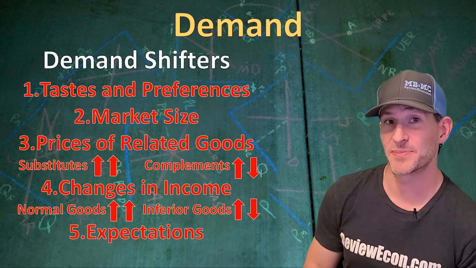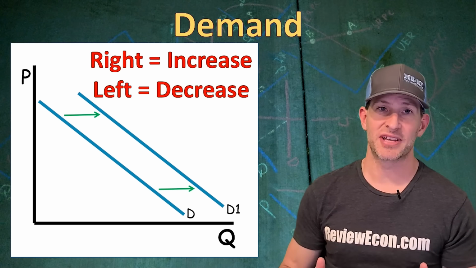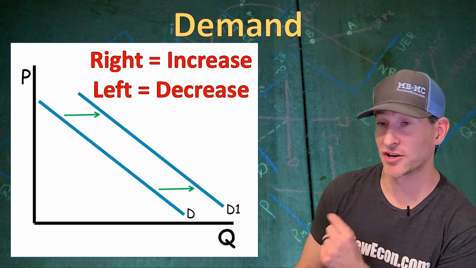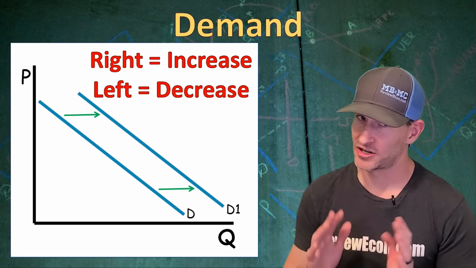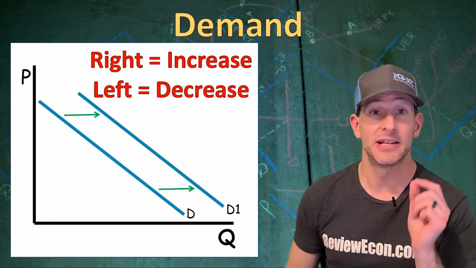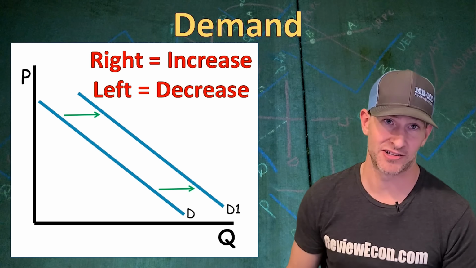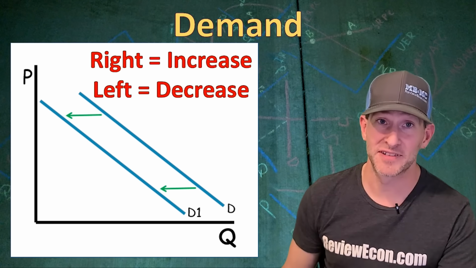And the last one is expectations for the future. Any of those changes happen and it's going to shift the actual demand curve. This is a change in demand, not just a change in quantity demanded. It's something besides price that's changed. Remember, right is an increase and left is a decrease.